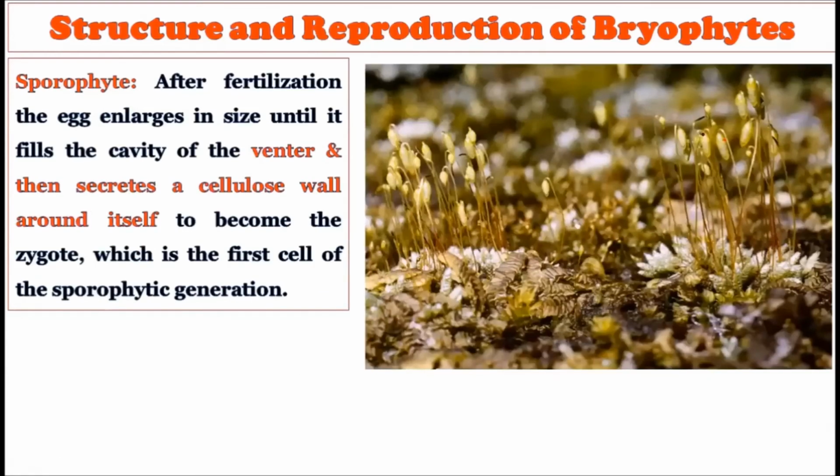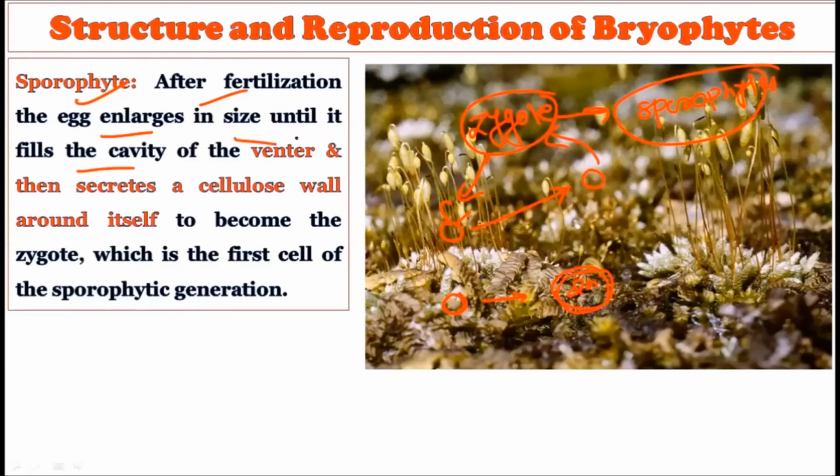Now consider the sporophyte. After the fertilization, of course, you know the zygote is formed. Okay, the zygote is formed once there is a fusion of the biflagellated anthrozoid and the single egg, and after the fusion there is a resultant zygote, and this zygote develops into the sporophyte. We have discussed this in very detail in the last lecture, right? See the sporophyte, after the fertilization the egg enlarges. Okay, now see, after the fertilization this egg will be converted into the zygote. Okay, so the zygote is created and the egg is enlarged in size until it fills the cavity of the venter.